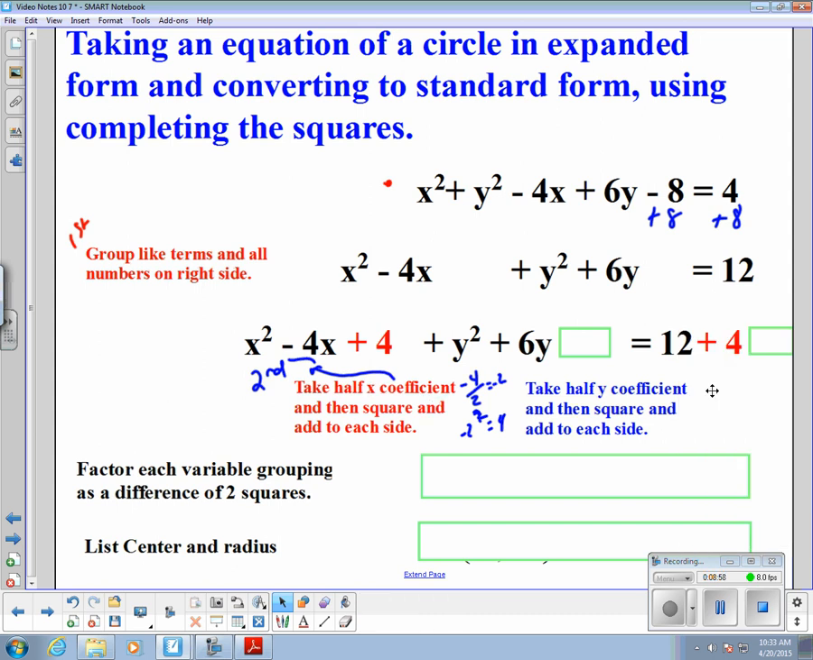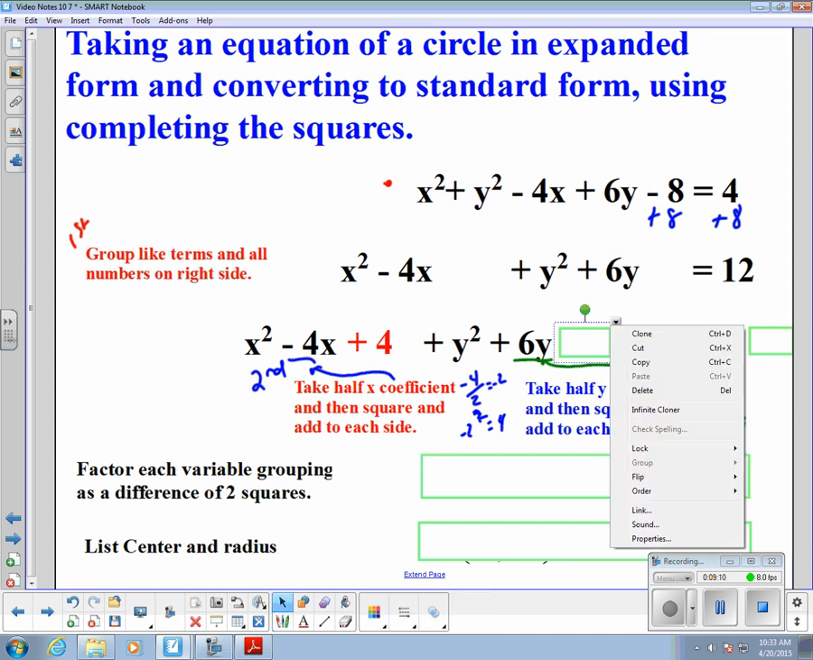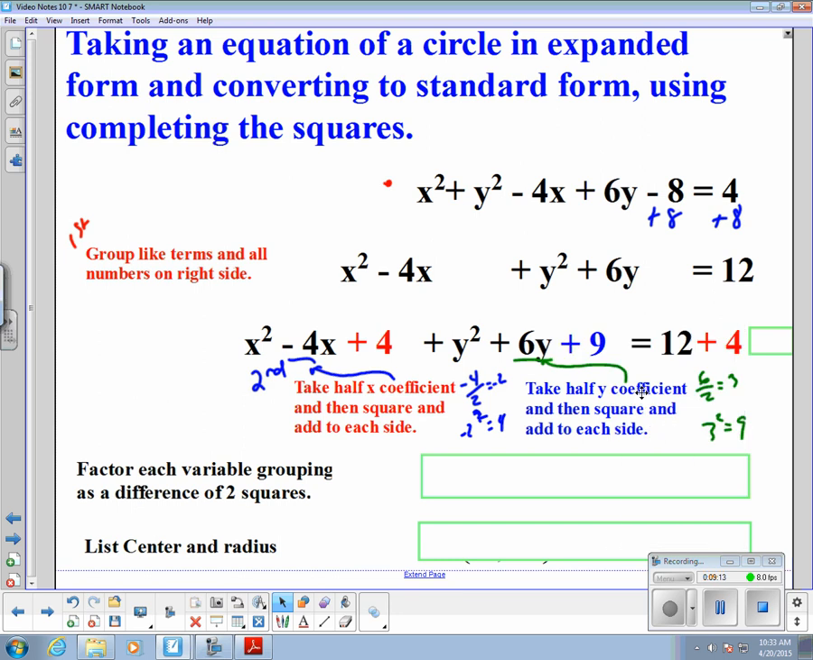Then I have to take half of the other one. And so half of the y coefficient. So that would be 6 divided by 2, which is 3. And 3 squared is 9. And so then I also add 9. Remember, if you do it to one side of the equation, you have to do it to the other.